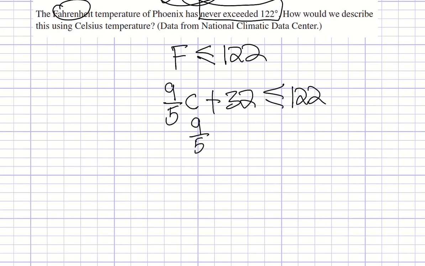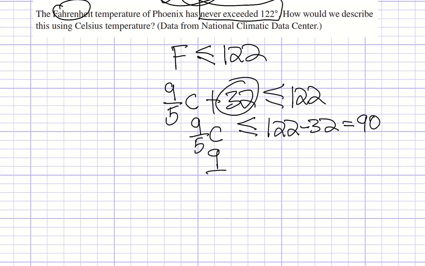9 over 5c. Let's move the other thing to the right side. We get 122 minus 32. What is 122 minus 32? We have to do that first. That way we'll make things easier for ourselves. If you do that, you get 90. So basically, we'll say 9 over 5c less than or equal to 90.